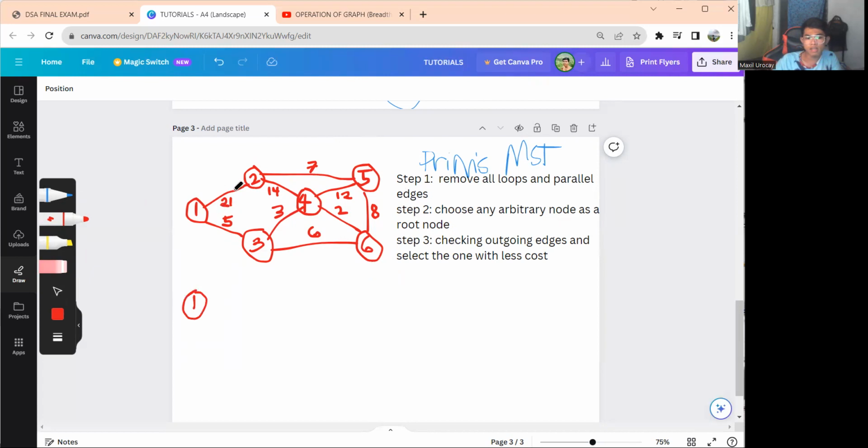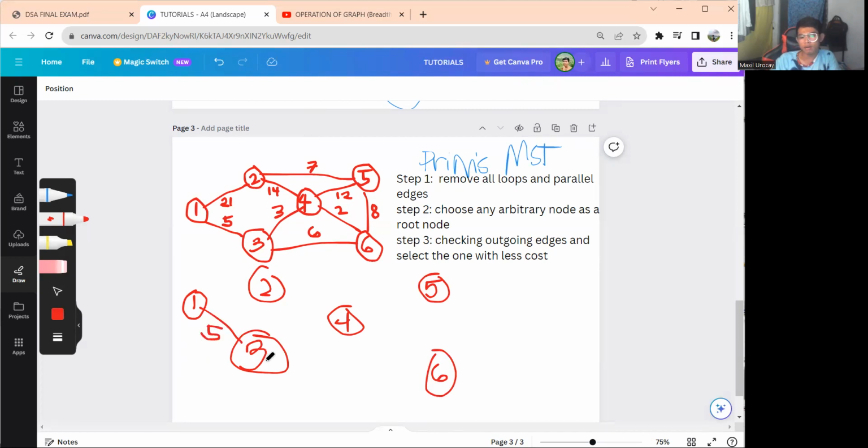So from 1, there is an adjacent. 1 to 2 is 21, and 1 to 3 is 5. So basically for that one, class, we are choosing the root number 3, since 3 is basically having the minimum cost, which is the smaller value. So 5.